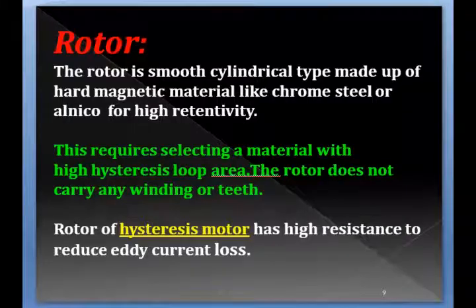Now the rotor. The rotor is smooth cylindrical type and it is made of ferromagnetic material like chromium steel, alnico, etc., for high retentivity. The rotor of a hysteresis motor has high resistance to reduce eddy current loss.